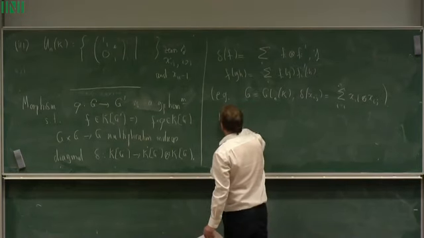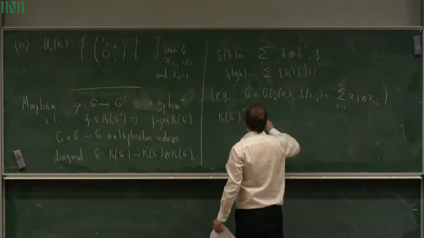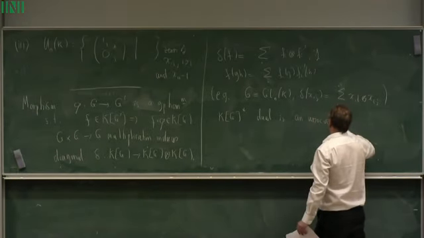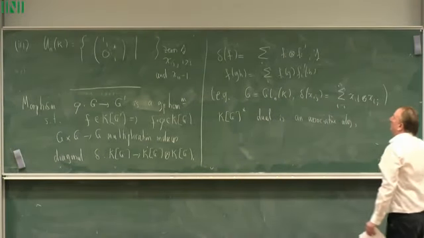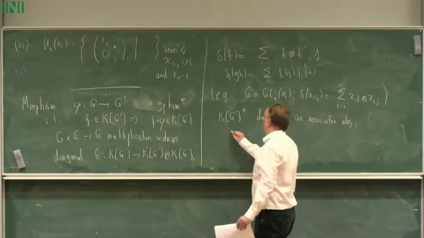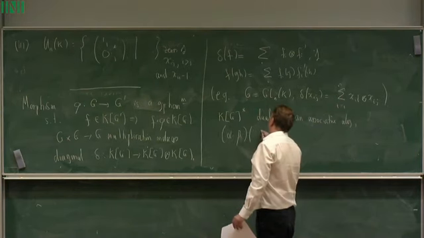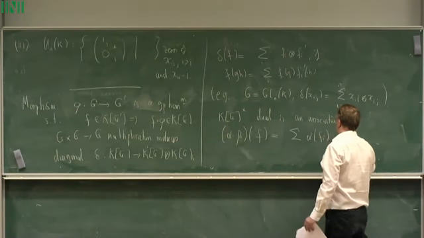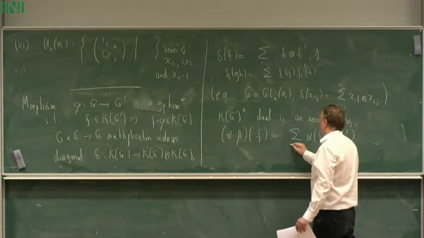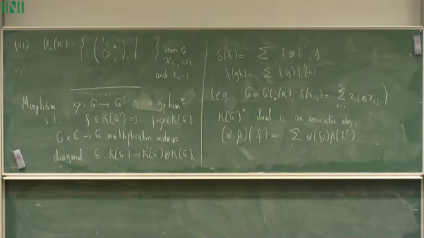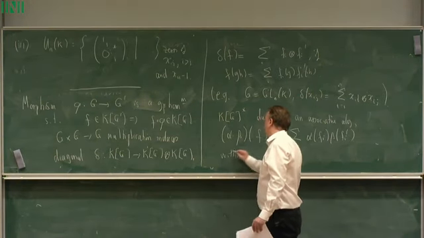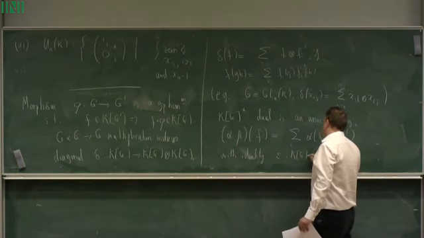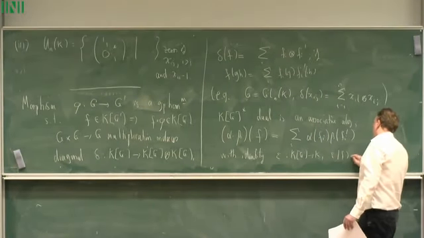Anyway, this dual, the dual space, is an associative algebra where the product is given by the diagonal or co-multiplication, and it has an identity epsilon, where epsilon of f is f of 1.